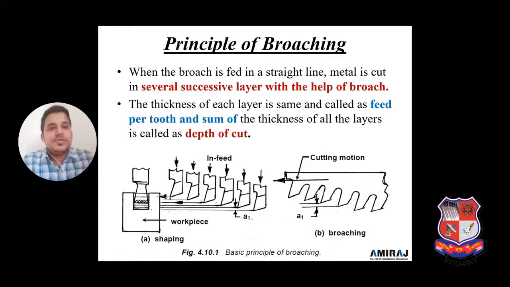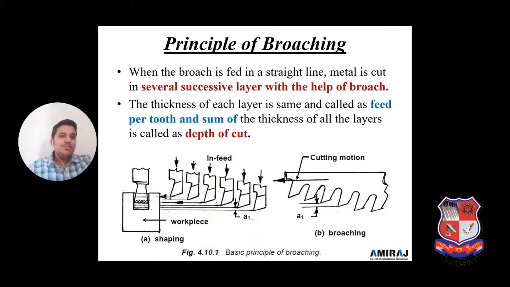Principle of broaching. For understanding the principle of broaching, let me summarize a little bit regarding the shaper machine. When the tool is fed in a straight line, metal is cut in several successive layers with the help of the tool. Have you observed here, we are preparing one groove inside the workpiece with a single point cutting tool, if you consider the shaper machine. So this is the first stroke, then I give the feed, then the second stroke, third, then feed.